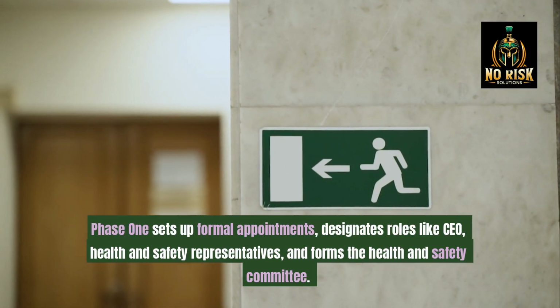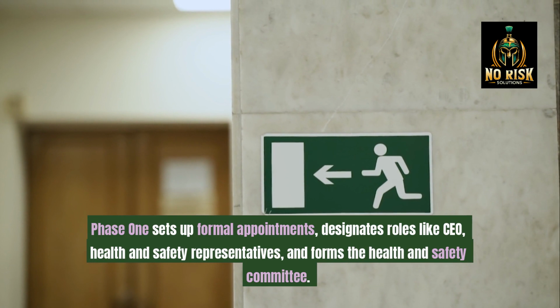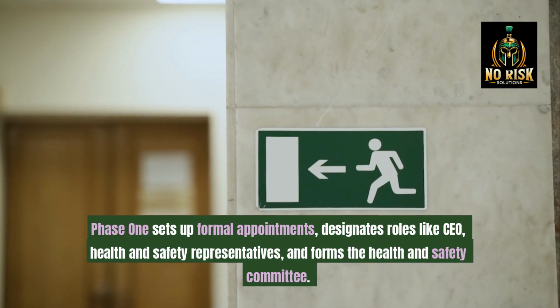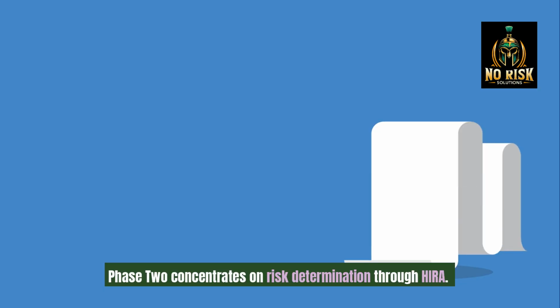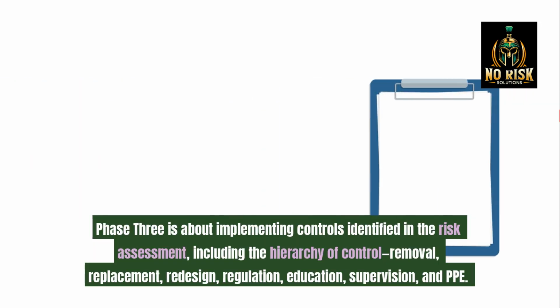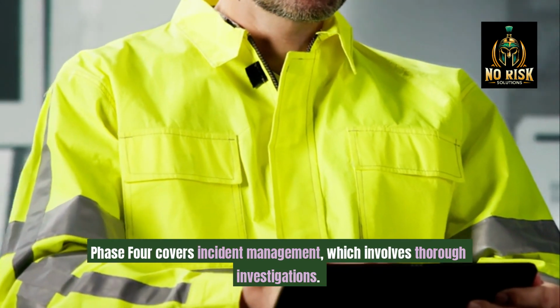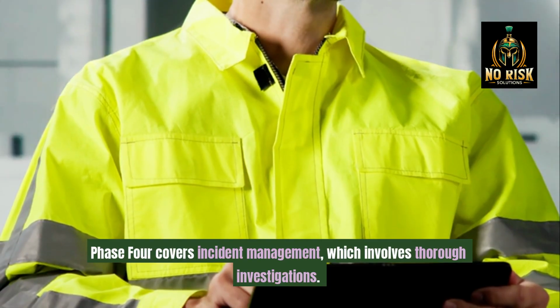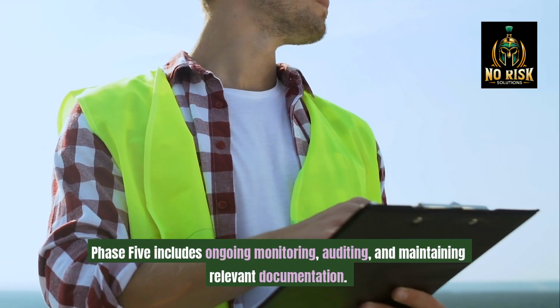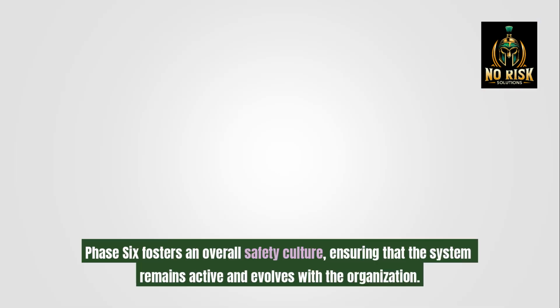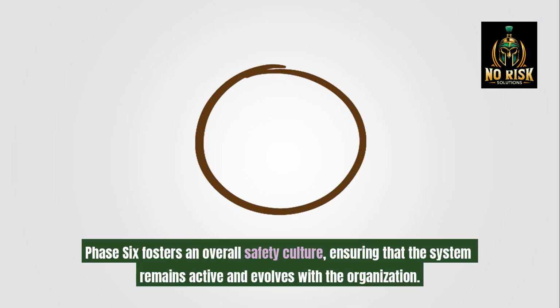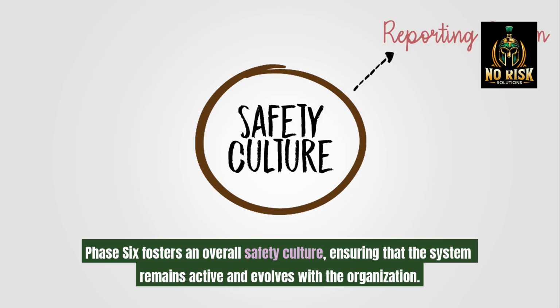Phase 1 sets up formal appointments, designates roles like CEO, health and safety representatives, and forms the Health and Safety Committee. Phase 2 concentrates on risk determination through HIRA. Phase 3 is about implementing controls identified in the risk assessment, including the hierarchy of control: removal, replacement, redesign, regulation, education, supervision, and PPE. Phase 4 covers incident management, which involves thorough investigations. Phase 5 includes ongoing monitoring, auditing, and maintaining relevant documentation. Phase 6 fosters an overall safety culture, ensuring that the system remains active and evolves with the organization.